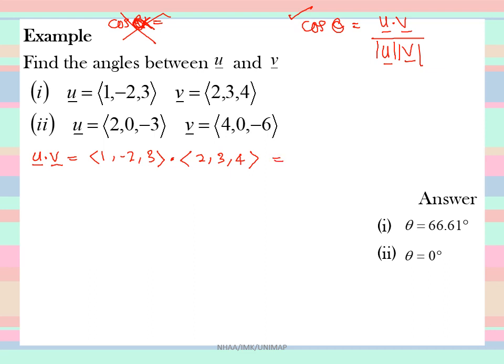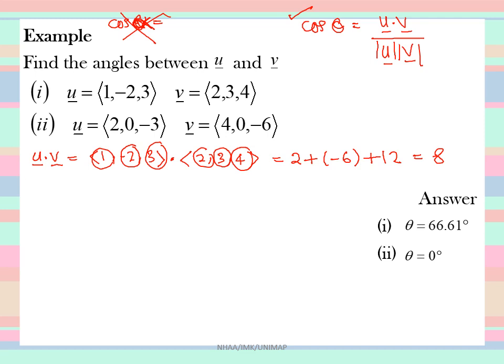So you will get 1 times 2, that is 2, plus minus 2 times 3, that is minus 6, plus 3 times 4, that is 12. Okay, so solve for this summation. You will get 2 minus 6, that is minus 4, plus 12, that will give you just 8.